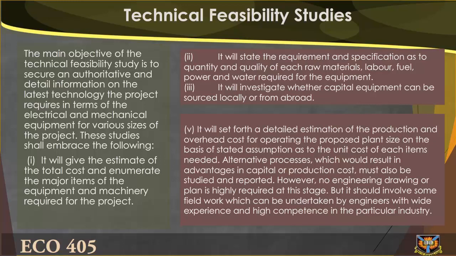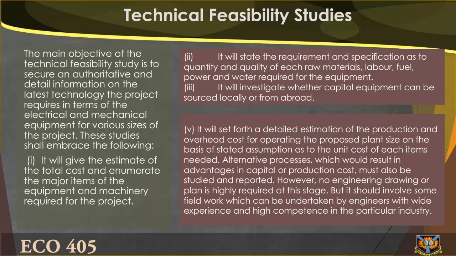3. It will investigate whether capital equipment can be sourced locally or from abroad. 4. It will set forth a detailed estimation of the production and overhead costs for operating the proposed plant size on the basis of stated assumptions as to the unit cost of each item needed. Alternative processes which would result in advantages in capital or production cost must also be studied and reported.